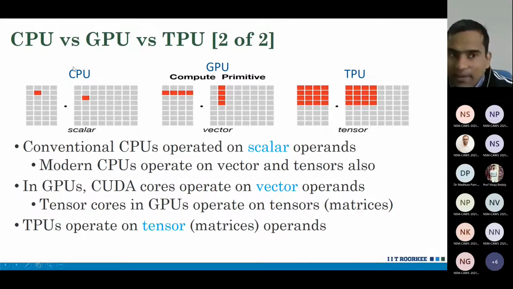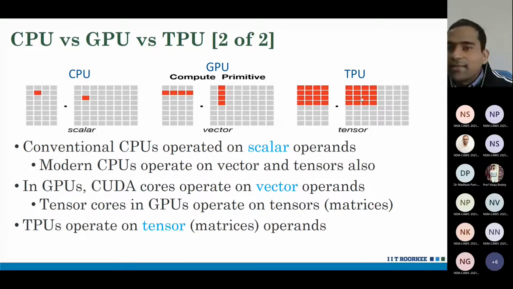But here, that's why I've distinguished. This is a conventional CPU. They operated only on scalar operands. Then GPUs came, which had CUDA cores, which operated on vector operands. Of course, now GPUs also have tensor cores. If you studied the tensor core architecture, they can directly multiply two matrices, each of them 4 by 4.